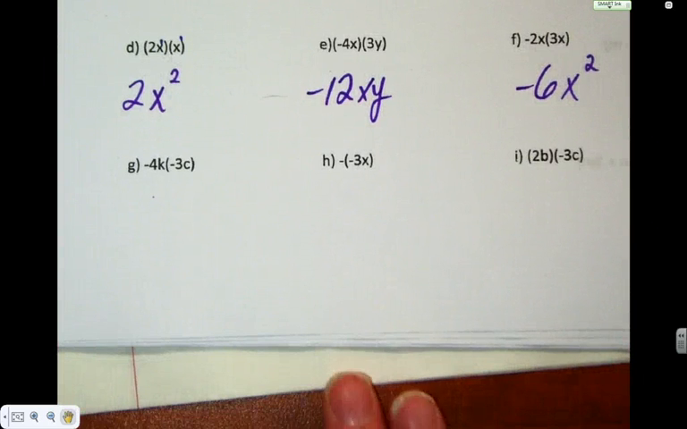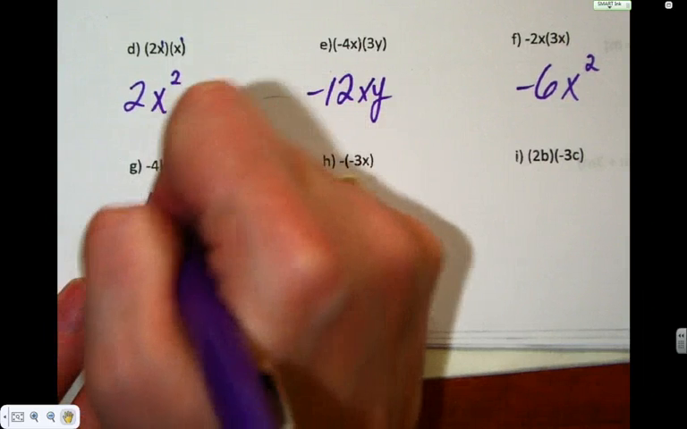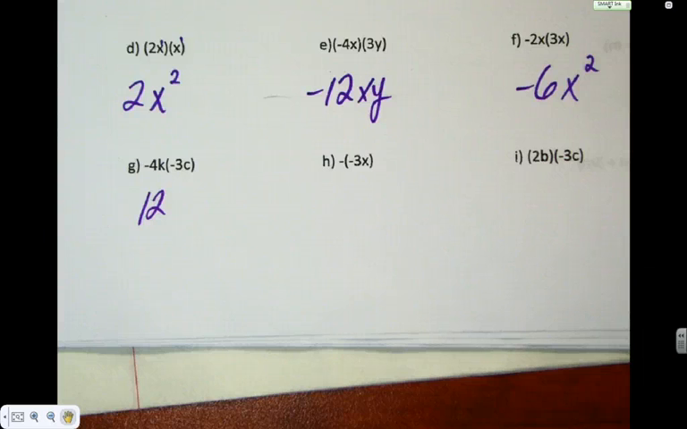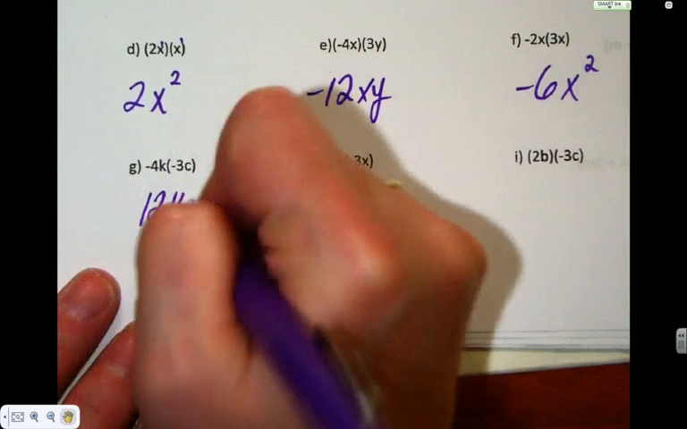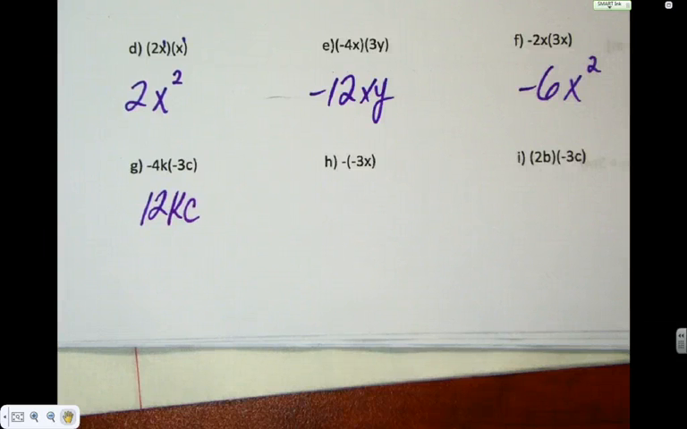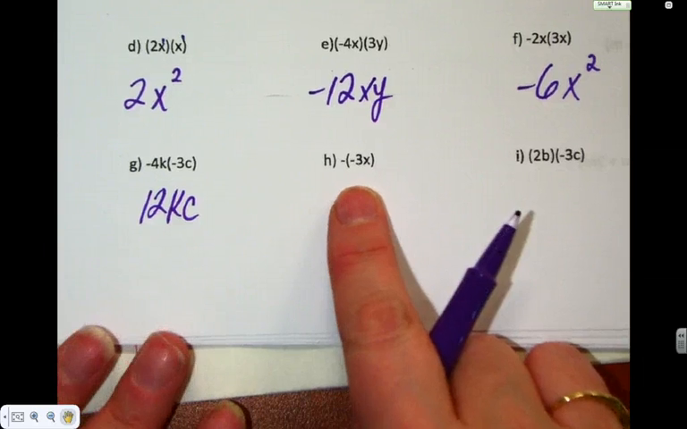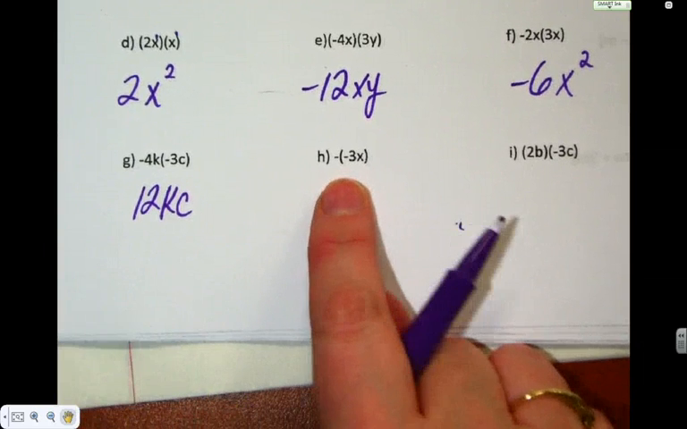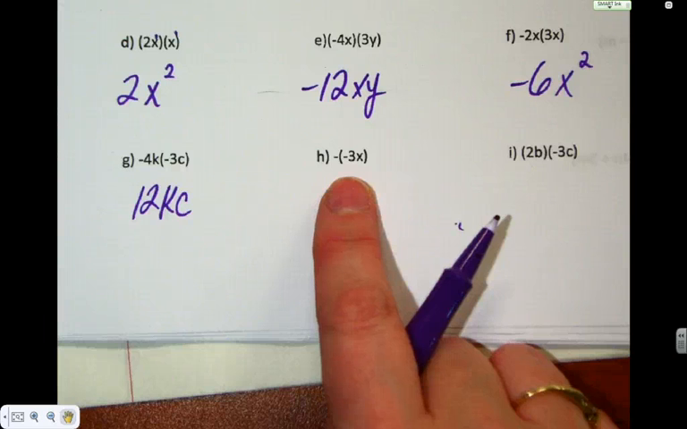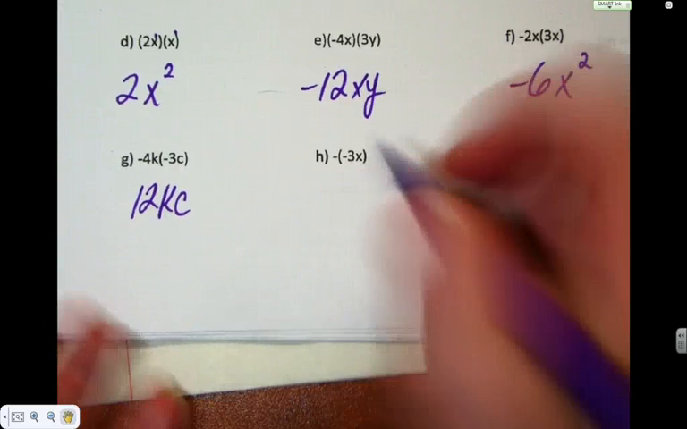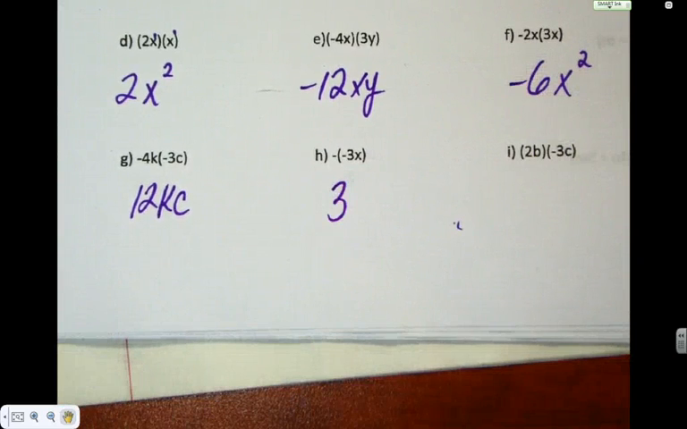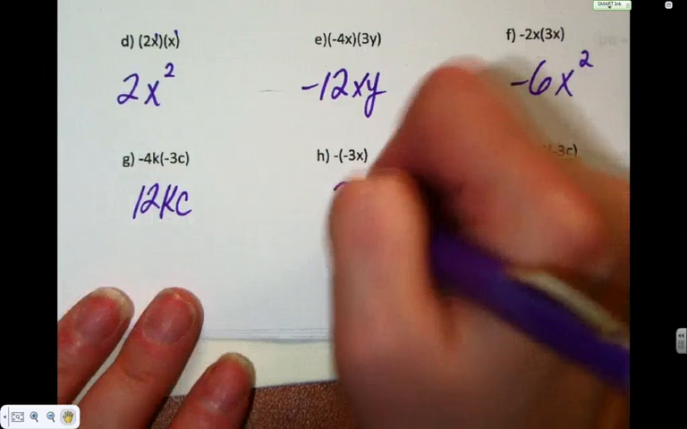Ooh, crazy one here. There's a k, there's a c, there's negatives in here. Coefficient times coefficient, so negative 4 times negative 3, 12. Are the variables the same? No, so what do we do with them? Smush them together, kc. Ooh, negative 3, some crazy talk going on here. Well, this is just like negatives from before. So a negative 1 times negative 3 equals positive 3. And what do I do with the x? Just smush it together, 3x.